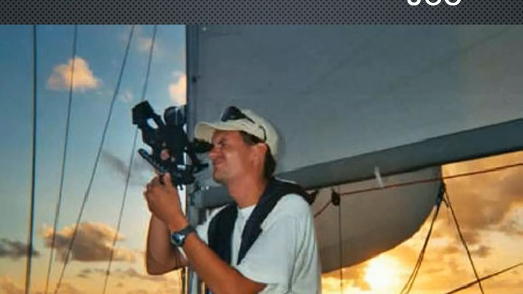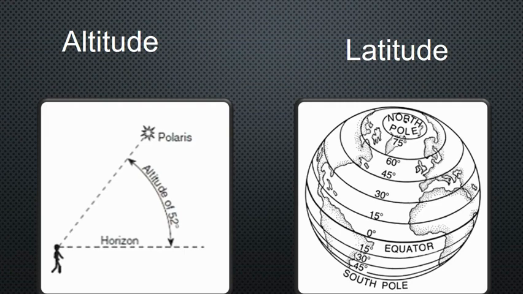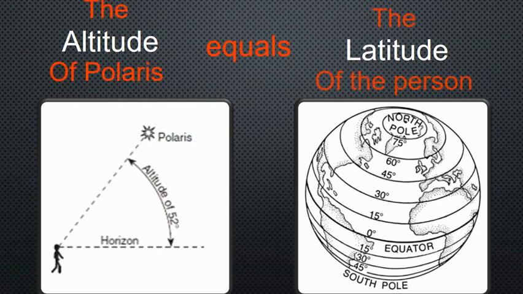So here's somebody out who notices that the sun is setting, and Joe is going to look up at the stars, specifically Polaris, to find out where he is out in the ocean. So the altitude of Polaris is going to equal the latitude of the person. Notice the difference between altitude or angle and latitude. Altitude or angle tells us how high up we look.